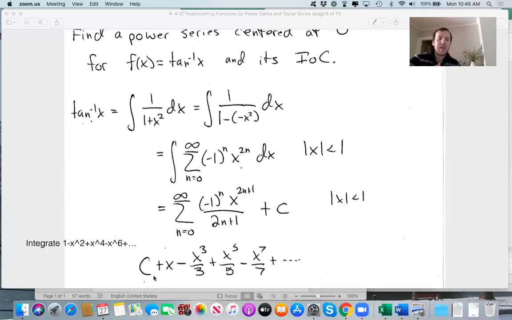And the big point is, if you took this version and actually integrated each of the terms, this is exactly what you would get. The c is there because there's always a constant. 1 becomes x, negative x squared becomes negative x cubed over 3, positive x to the 4th becomes positive x to the 5th over 5, and so on. So the series for inverse tangent looks like this.